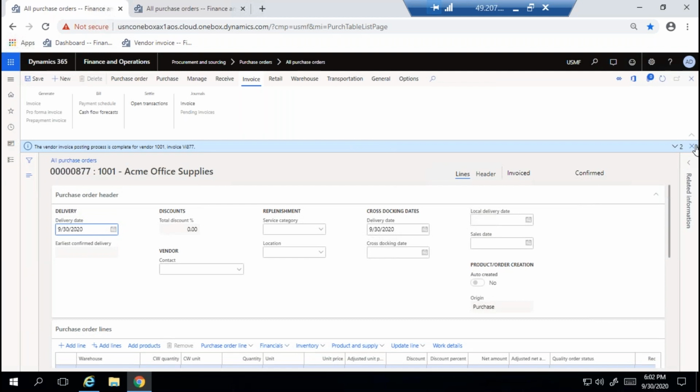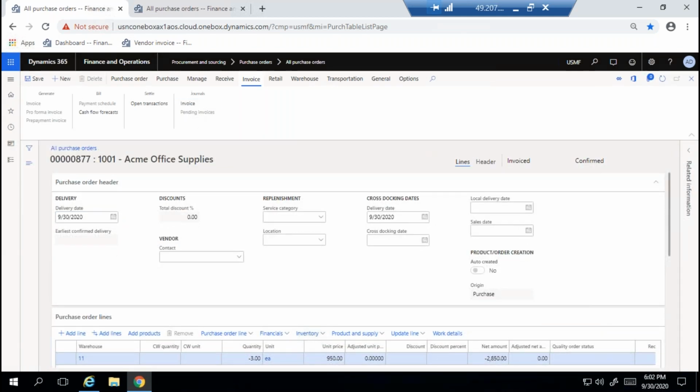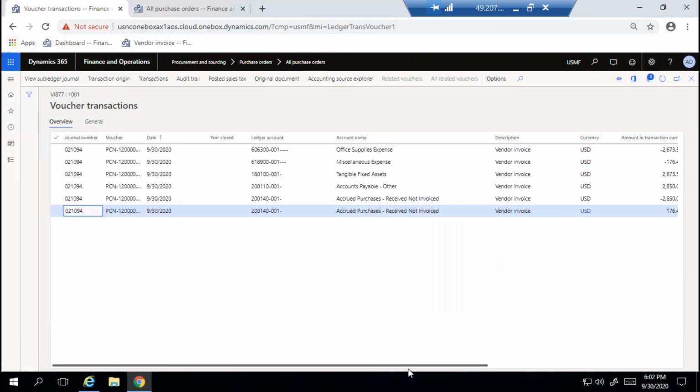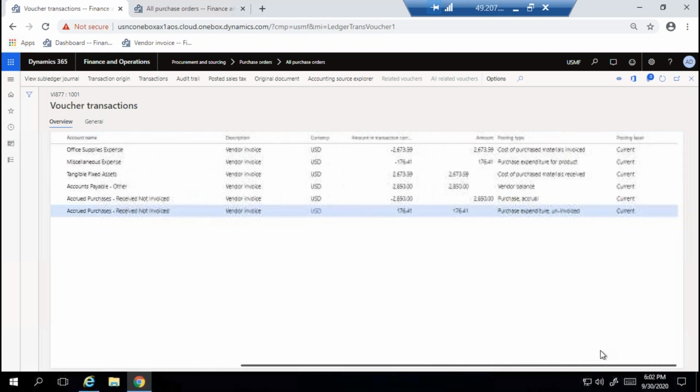Okay, now it was posted. Look at the invoice voucher. See, look at this one. Purchase expenditure for product is always 0. Am I right? Purchase expenditure for product is 0. I have explained it is 0 always, but I will explain you later. That's what I informed earlier. Now I'm showing it here.